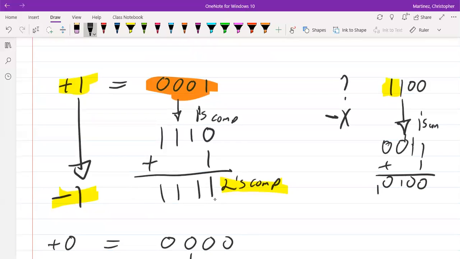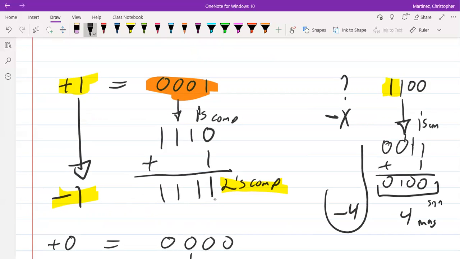Okay, let's figure out what this number is. This number as a signed number ends up being, the weight is a 4. So we take that 4. We know that's the magnitude piece. With this negative, I can say I have a negative 4. So negative 4 is what 1, 1, 0, 0 is. So you can always try to figure it out.